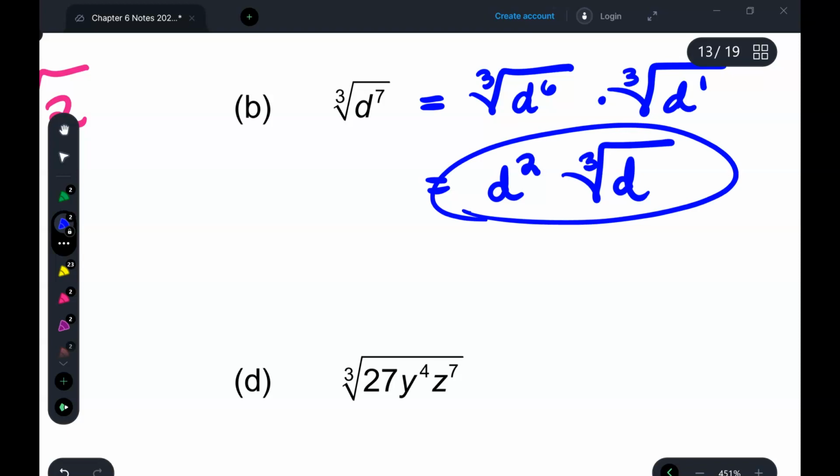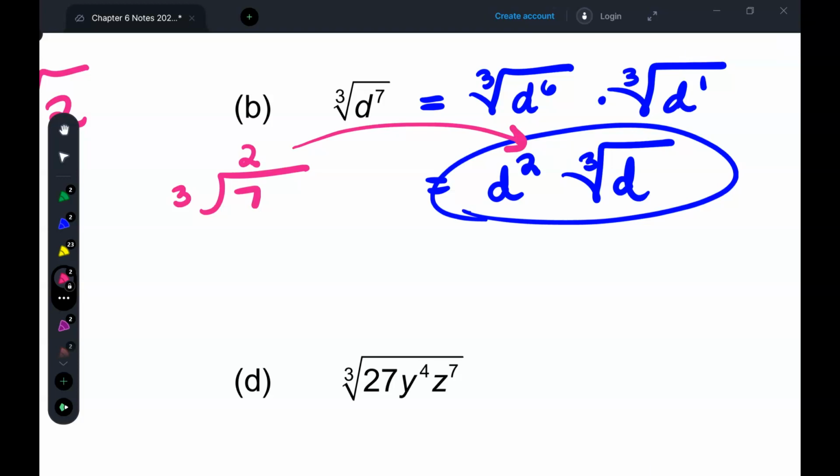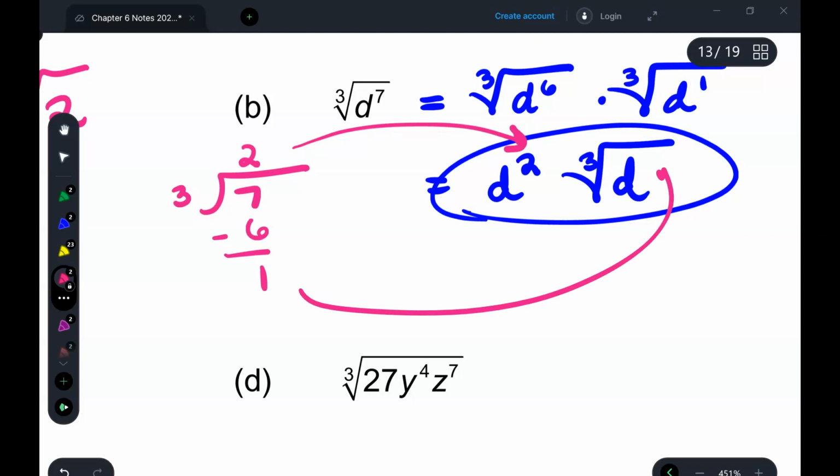If you want to put a multiplication in between, you're welcome to. Another way to do this is just do a quick long division. 3 goes into 7 2 times. So I got d squared. Keep going with the long division. 3 times 2 is 6. 1 is my remainder. So I ended up with a d to the first left over.